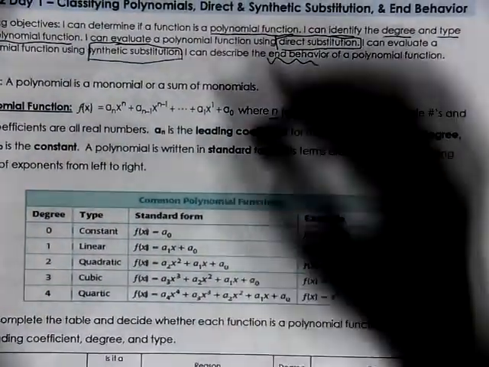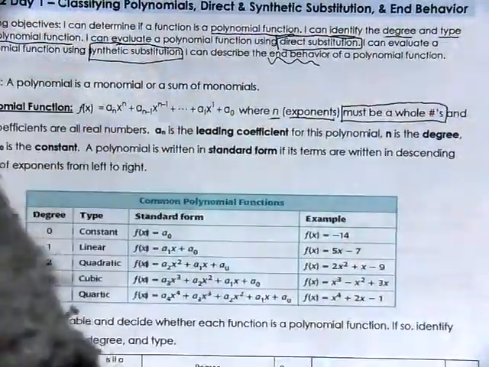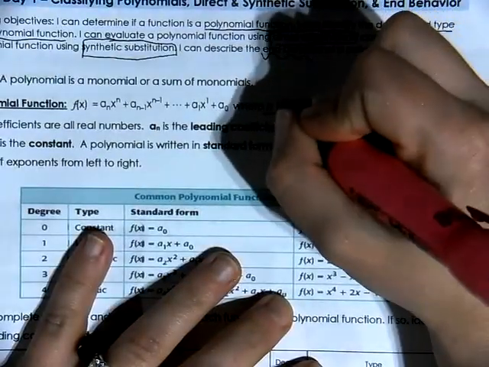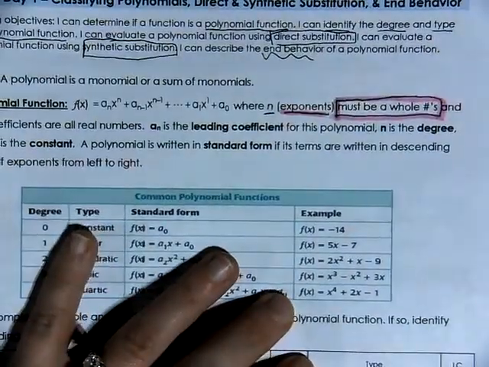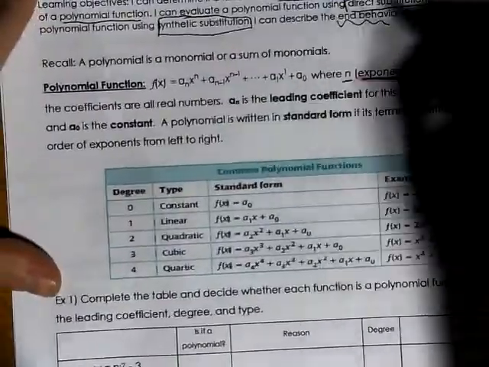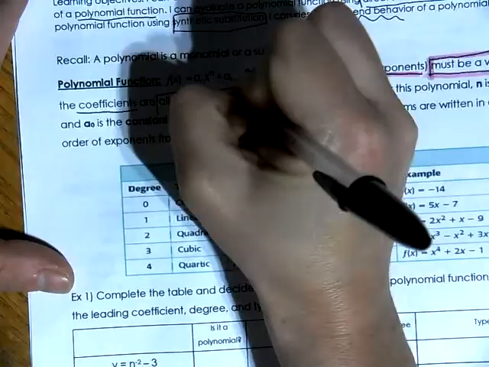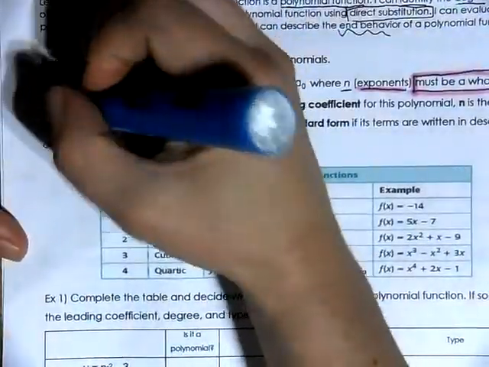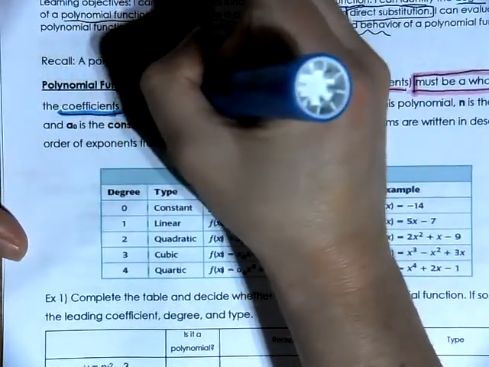These exponents must be whole numbers. So that is something that is very important in terms of the definition of a polynomial function. Exponents must be whole numbers. And the coefficients have to be all real numbers. So they have to fall into the category of all real numbers. So you are not allowed to have an imaginary unit as a coefficient.